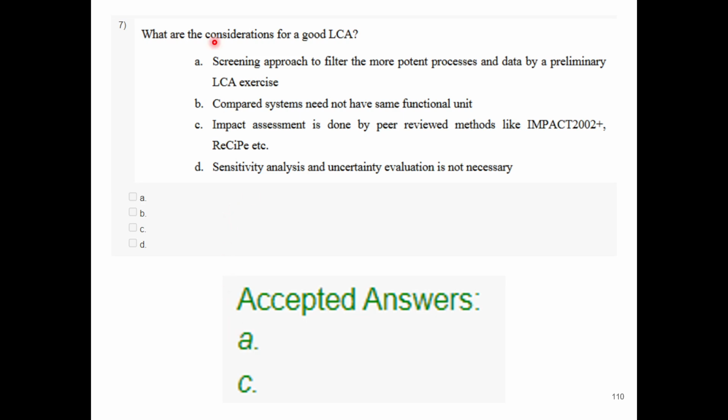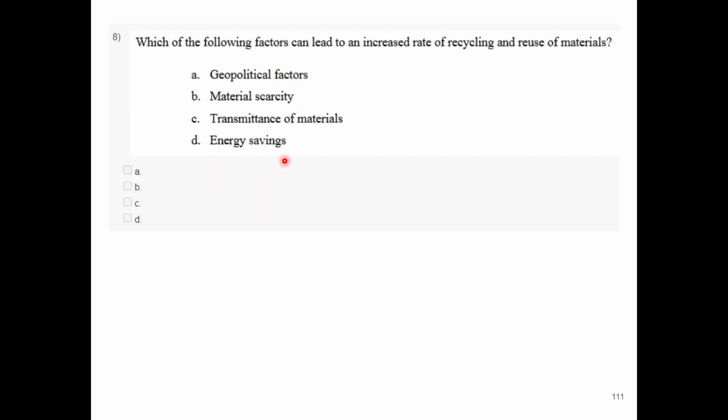So as you can see, A, screening approach to filter the more potent processes and data by a preliminary LCA exercise, and C, impact assessment is done by peer-reviewed methods like Impact 2002 plus, Recipe, etc., are the correct options. Eighth question: which of the following factors can lead to an increased rate of recycling and reuse of materials? A, geopolitical factors, B, material scarcity, C, transmittance of materials, or D, energy savings.